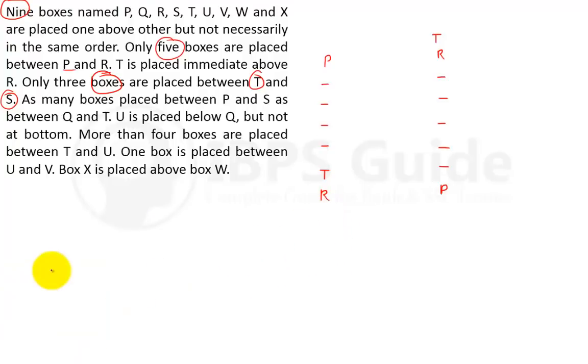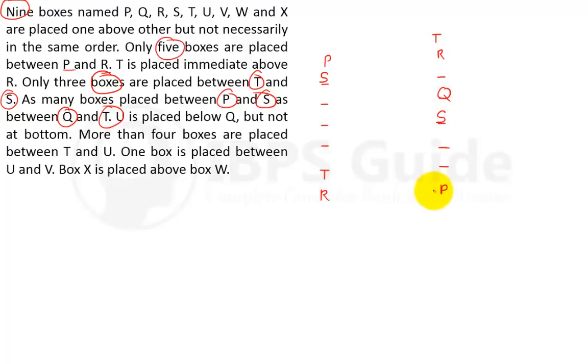Now T and S have 3 boxes between them. So T is here, 1 box, 2 boxes, 3 boxes, and S at this position. Now in this situation, T is here; if you place S above T, it will make for more boxes. So it must be below T: 1 box, 2 boxes, 3 boxes, S at this position. Now further, as many boxes between P and S as between Q and T. In this case P and S have 2 boxes, and Q and T have 2 boxes. If you place Q above T, it will increase the number of boxes, so it must be below T: 1 box, 2 boxes, Q at this position.